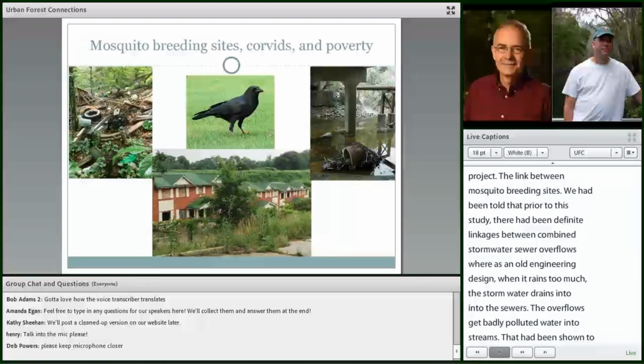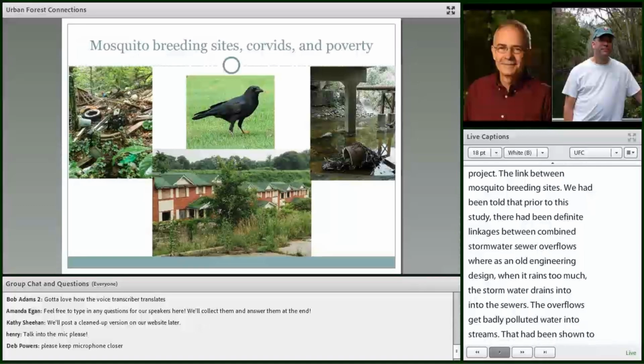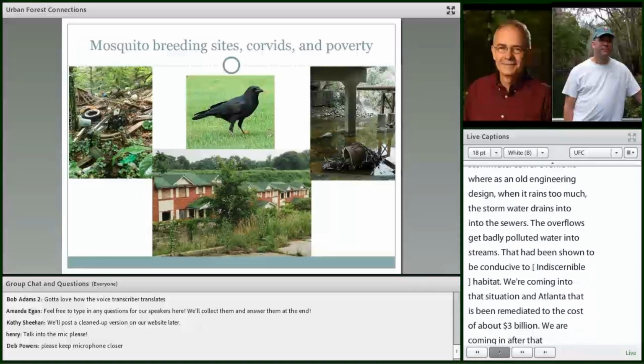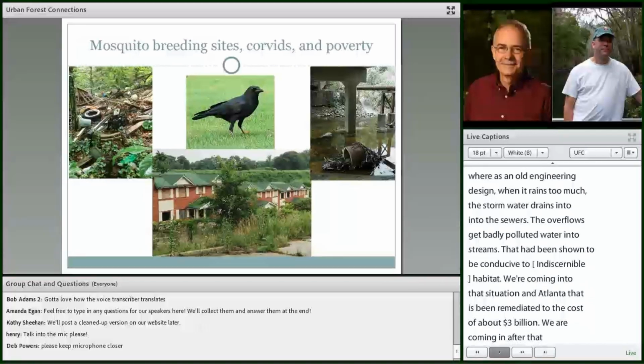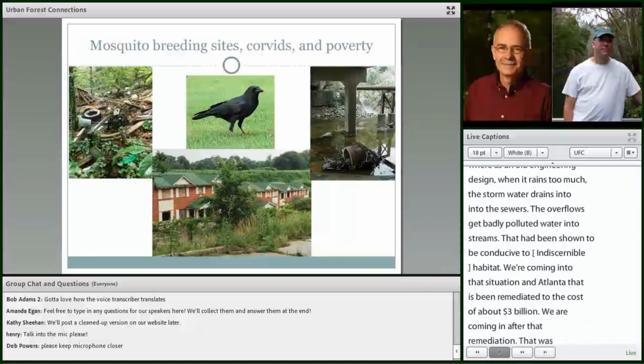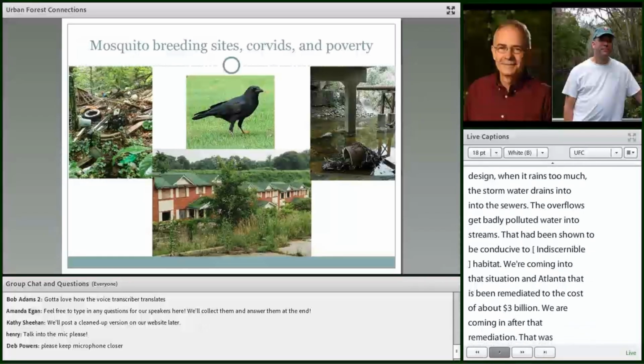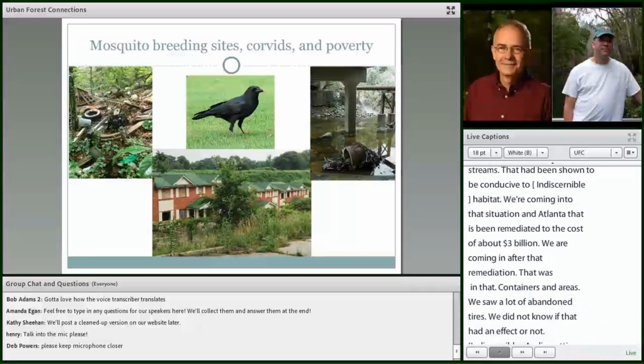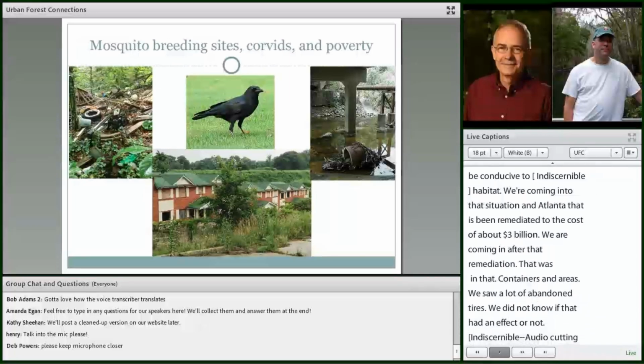Now we're coming in after that situation. Atlanta has been largely remediated to the tune of a cost of about $3 billion. So we're coming in after that remediation, and that was a prime breeding site. Also containers in areas. We saw a lot of abandoned tires. Didn't know if that had an effect or not. Also poverty, a big effect, and here's one of the principal corvids, a crow.